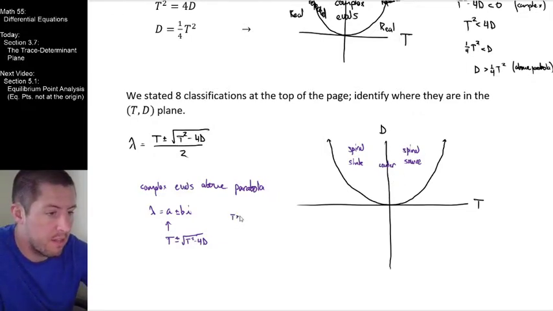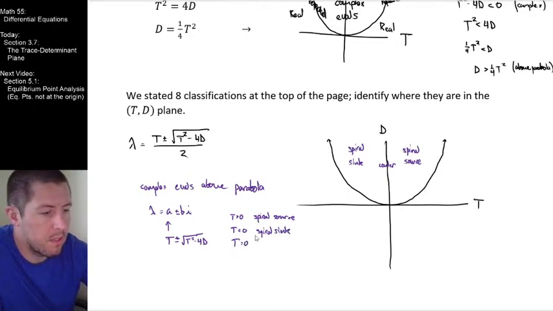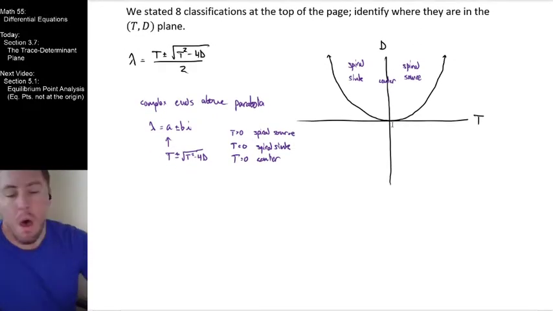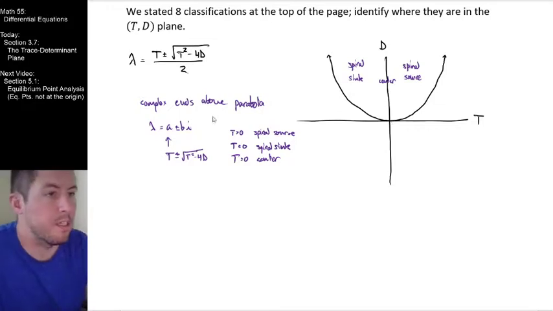So t greater than 0 is spiral source. T less than 0, spiral sink. T equal to 0 is going to be a center. So we can classify all of our complex eigenvalues in that way. Goodness.